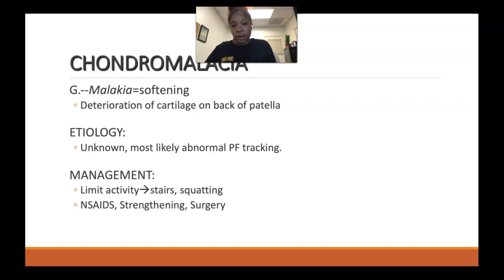What's frustrating about chondromalacia most often is that the etiology or the mechanism of injury is unknown, but what we know most often is that it's linked to some type of abnormal tracking between the two bones, between the femur and the patella. Does that make sense? Either that patella isn't gliding as superiorly as it should or inferiorly as it should, and so it's spending more time rubbing on the femur. And so we'll dive deeper into that in lower extremity.